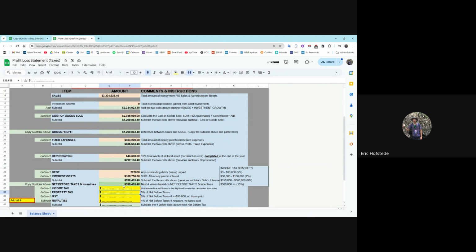This is just 5% of this amount. So it's going to be equal to this multiplied by 0.05. 19,000 I'm paying in property tax.